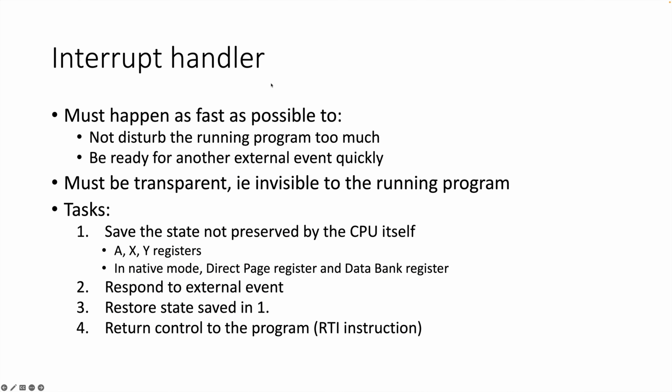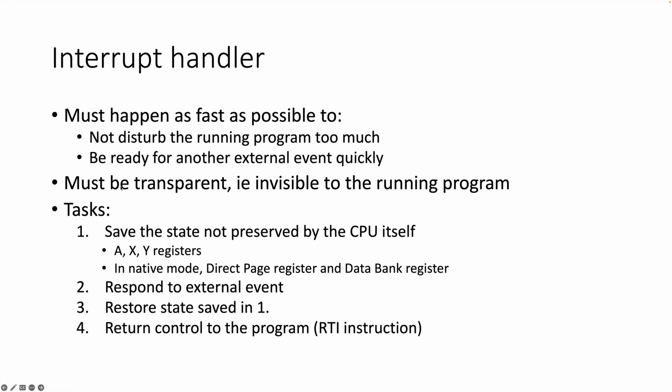So what's the job of the interrupt handler? The handler must happen as fast as possible to not disturb the running program too much and to be ready for another external event quickly. It also must be transparent, meaning the fact that an interrupt occurred must be invisible to the running program.